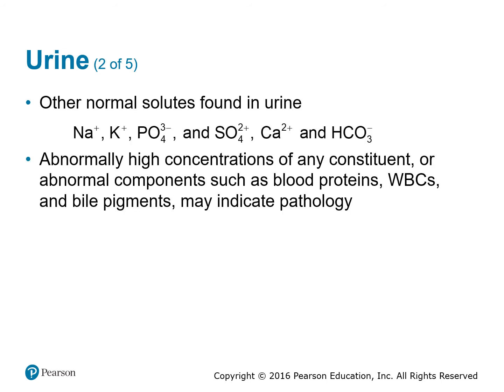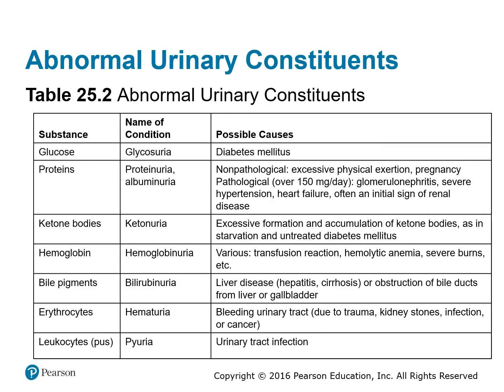Other normal things that you'll find in urine are right here. Abnormally high concentrations of anything is a bad idea. And you can see the nice table here. If we see sugar, glucose, in there, we'll call it glycosuria, sugar in the urine, and diabetes is what we think. Okay, proteinuria, albuminuria. Think albumin, think the egg whites.